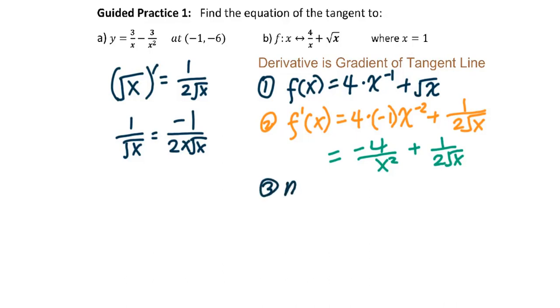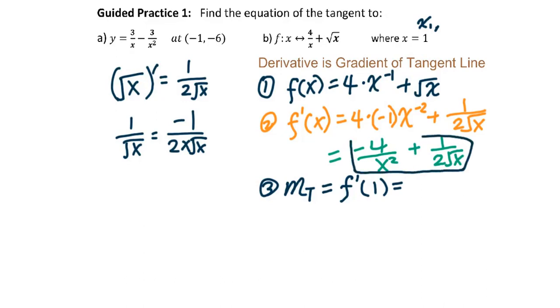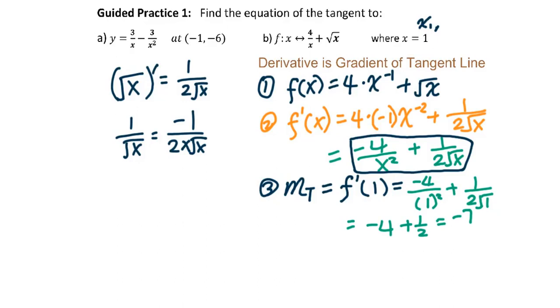For third one, we need to get the slope of a tangent line, that is f prime of 1. See, they give you x1, they didn't give you y1. You need to figure out the y1 later on. So we substitute 1 into this derivative function. You will get negative 4 over 1 squared plus 1 over 2 square root of 1. You will get negative 4 plus 1 half. That is negative 7 over 2.